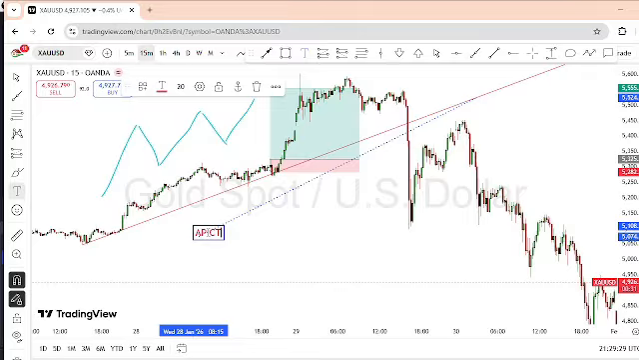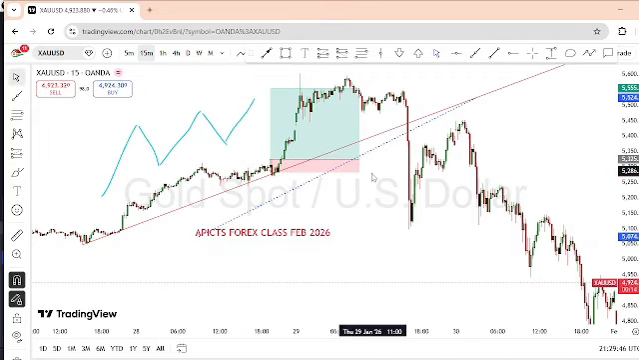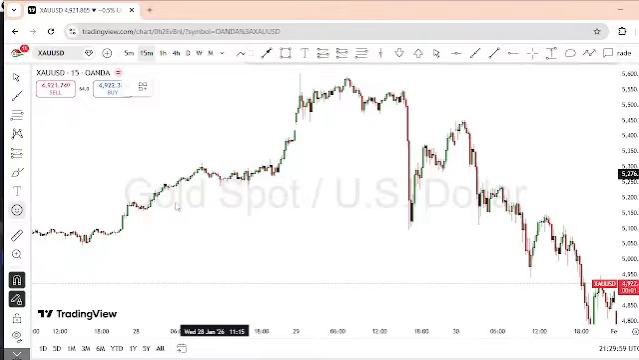Forex class, February 2026. It's amazing. So that's that about that. Then let me clear all of them. Then you have this one. You can put emoji on your chart. You can do something like this, and all of them like that.